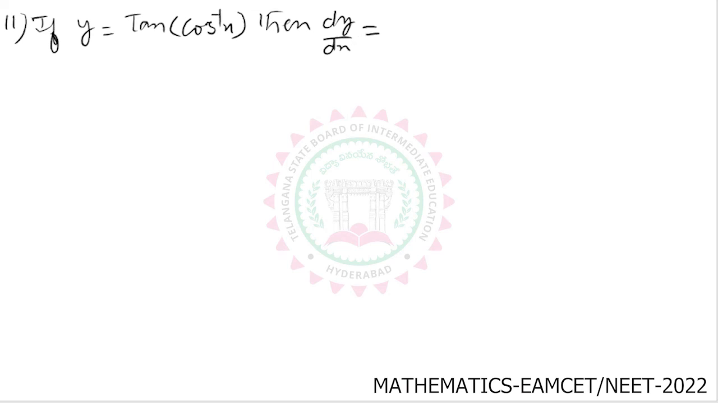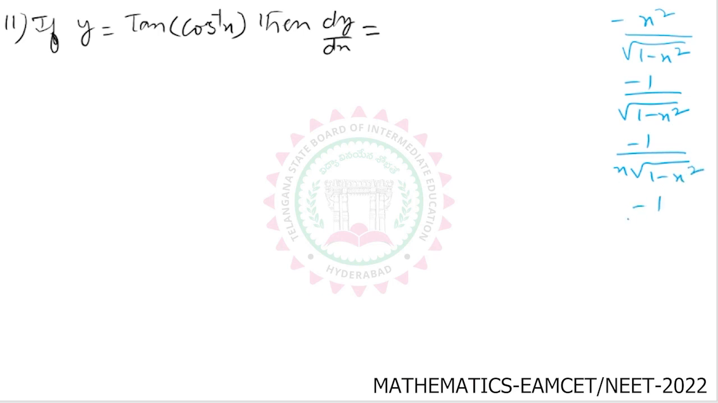This was asked again in 2021. If y is equal to tan of cos inverse x, then dy by dx is equal to, the first option is minus x square by 1 minus x square, minus 1 by root of 1 minus x square, and minus 1 by x root 1 minus x square, and the fourth option is minus 1 by x square into root of 1 minus x square. Okay, now come to the solution.